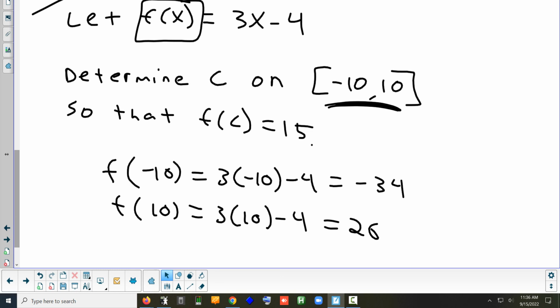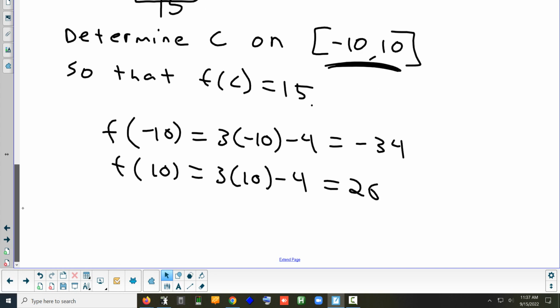Am I going to go through 15 at some point? Yes, absolutely. Am I going to go through 70? No, I'm not going to go through 70 between negative 10 and 10. So that wouldn't work. But 15 works. Where do I hit 15? What number would you plug in for x so that you get 15 for y? That's the algebra part. Now we just solve it.